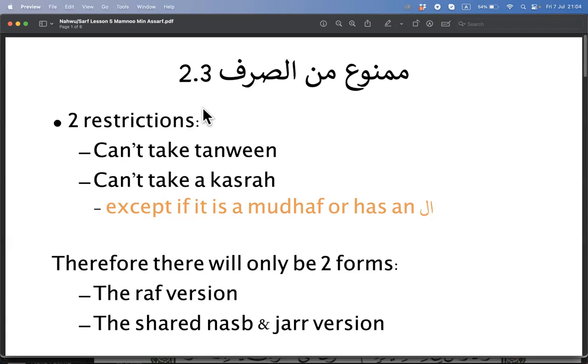Okay, so there are two restrictions for this kind of word. One is they cannot take tanween. One is they cannot take a kasrah. They will never have kasrah. And kasrah is always the default sign of? Jar. Exactly. Okay, so because of that, there will be a rafa version of the word, and then the nasab and jar will be the same because the word cannot take kasrah. All right.